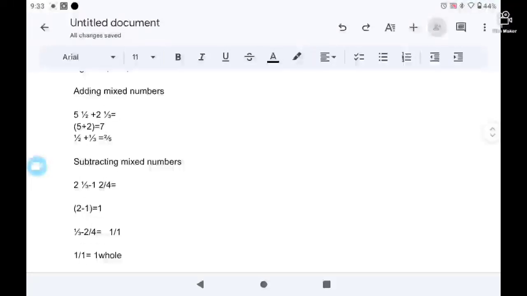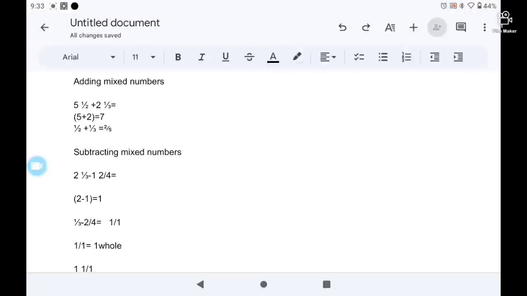Now I'll be showing you some examples of adding and subtracting mixed numbers. First, adding mixed numbers. When you're adding mixed numbers, you want to make sure you put them near each other. I take the whole numbers, the 5 and 2, and add them. The 5 and 2 give you 7, which is our new whole number.